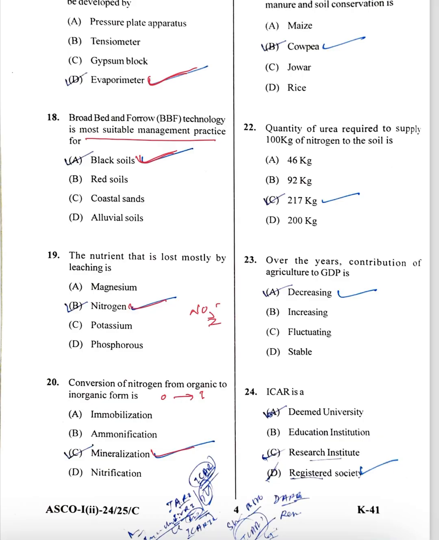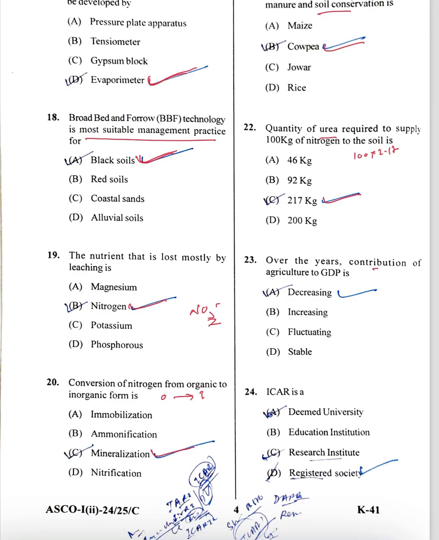The crop grown for food, fodder and green manure, for soil conservation purposes, is cowpea, as it acts as a cover crop and is a leguminous crop. It will tightly hold the soil particles and conserve the soil. Next, if 100 kg of nitrogen is required and we have to apply urea, it will be 100 into 2.17, so 217 kg of urea is required.